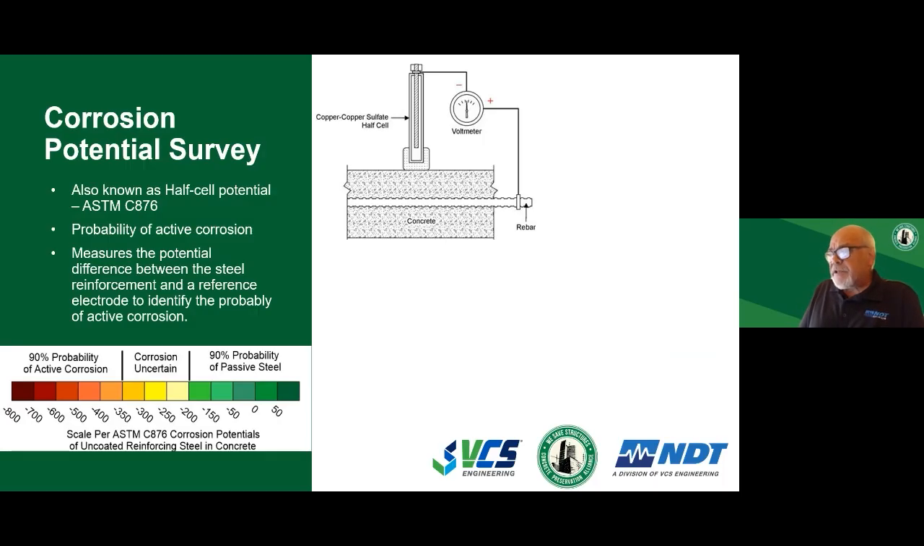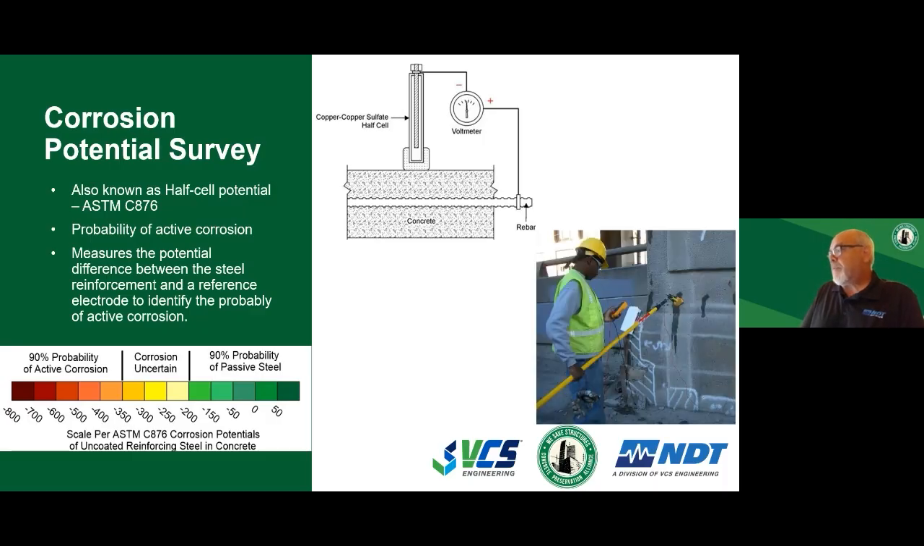That sliding colored scale in the lower left, if it's brown, if it's more negative than minus 350 millivolts, then that is highly active corrosive areas. If it's less negative than minus 350, then it's less likely to be corrosive. It would be the passive part of the steel and not need to worry about corrosion. Less targeted areas for the repair parts.